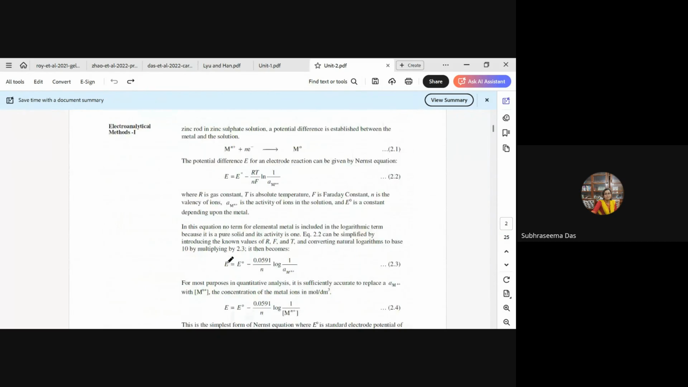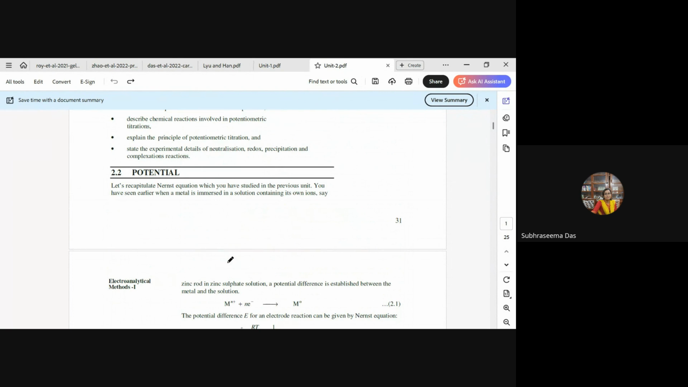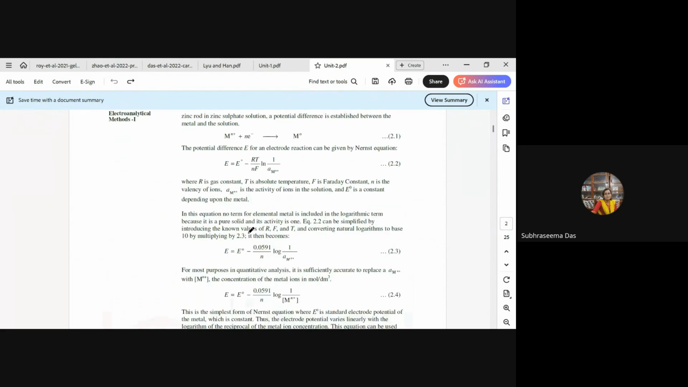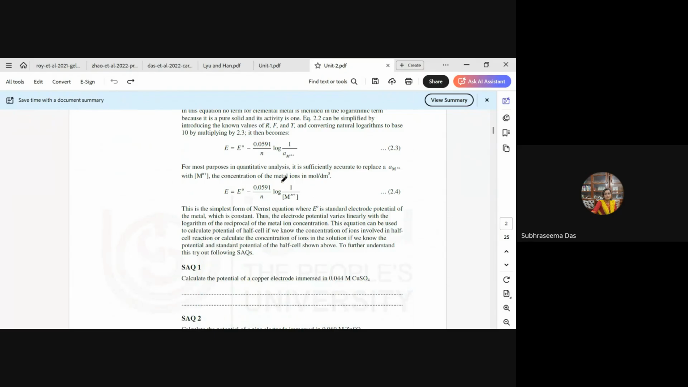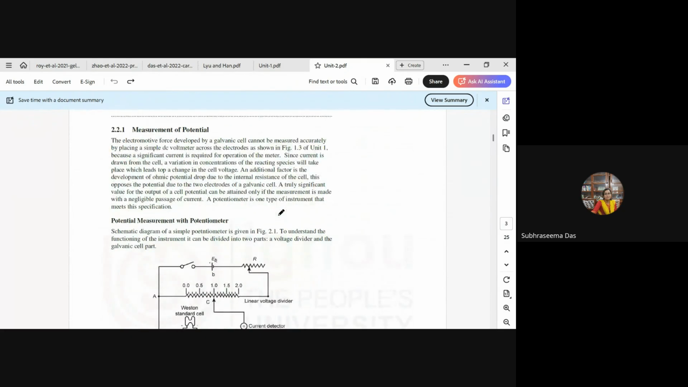First, we'll recall what potential difference is. Here we know the application of the Nernst equation: E is equal to E0 minus 0.0591 by nF, ln of activity of the reactants by activity of the products. So we know the application of the Nernst equation. Then we'll start with the measurement of potential.